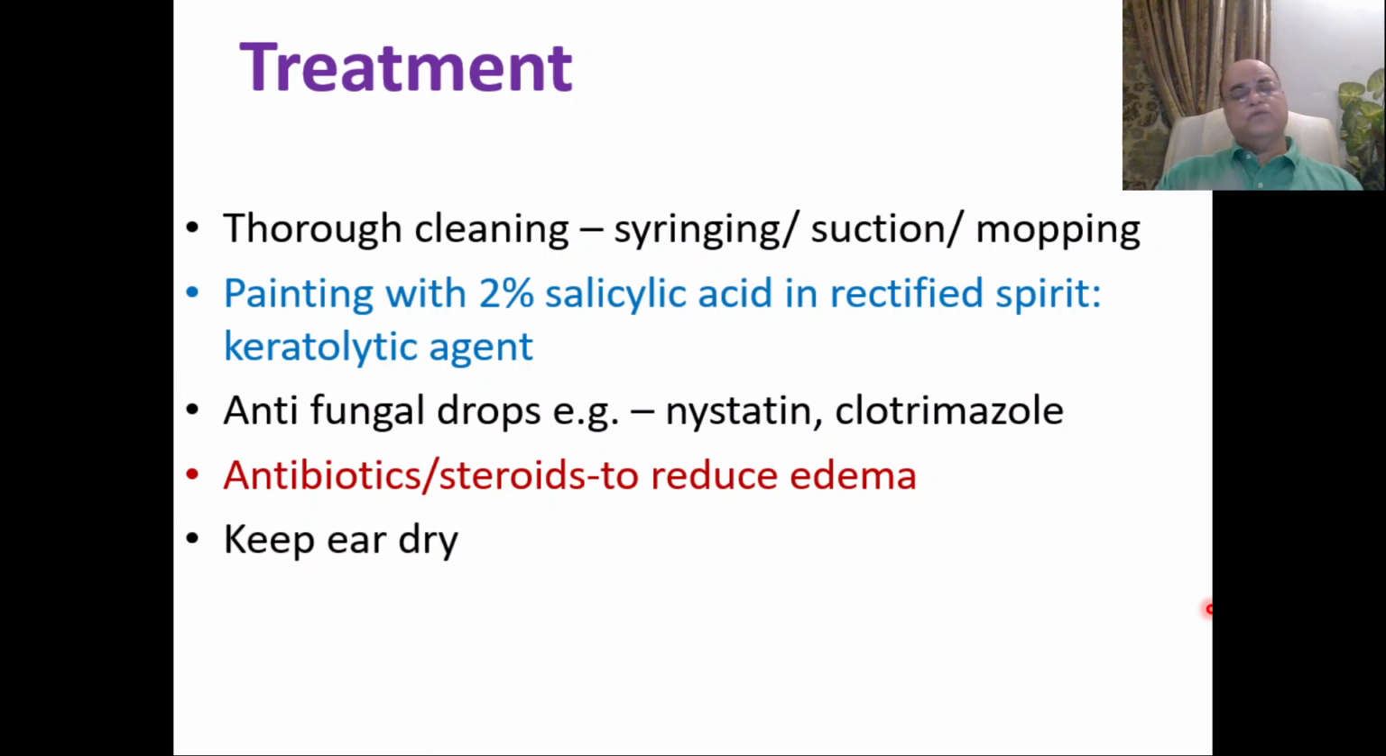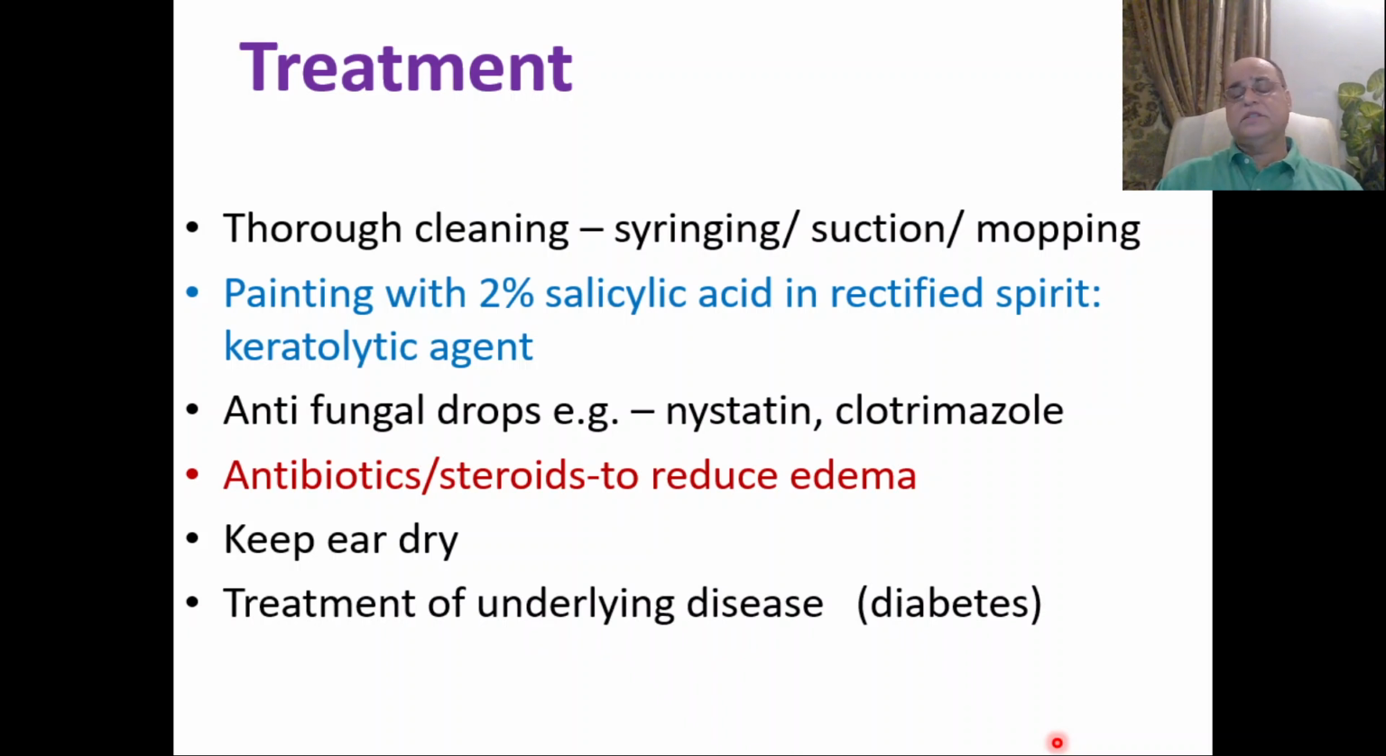Then, as we discussed, it started with water entry into the external auditory canal, and it is more prevalent in rainy season or in those areas where the environment is humid. So the main prevention is that the patient should be advised to keep the ear dry. How can he keep the ear dry? He should use cotton plugs soaked in some oil while taking a bath, or commercially available ear plugs, which should be used by swimmers and divers especially, so that they keep the ear dry.